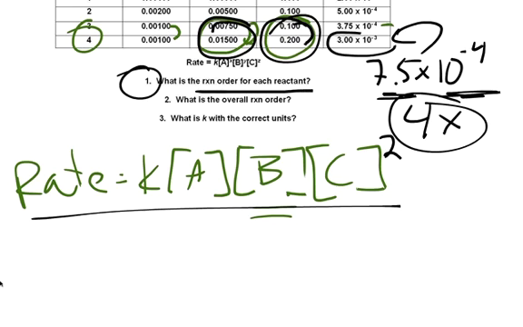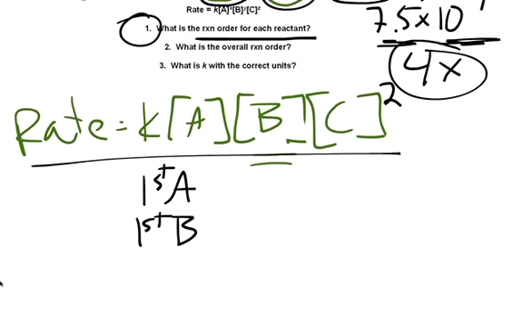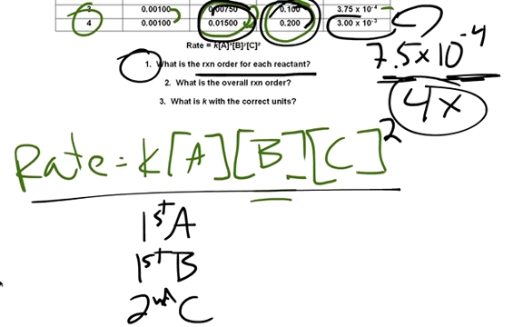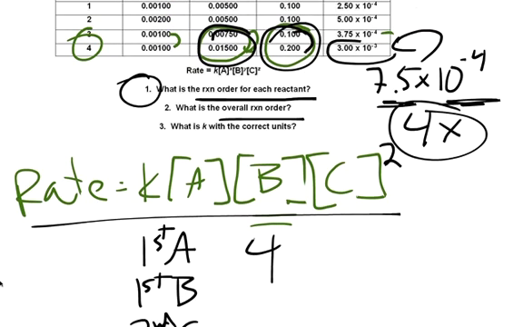It'd say, what's the reaction order for each reactant? Well, again, it's first order with respect to A, first order with respect to B, and second order with respect to C. Now, one thing that we haven't talked about, what is the overall reaction order? Well, the overall reaction order would be to add these up. So the overall reaction order is to the fourth power, which is kind of odd, but it's fourth order.